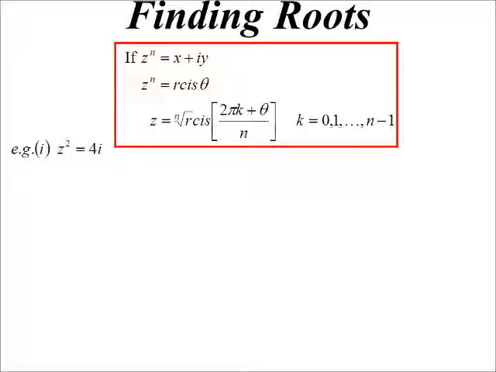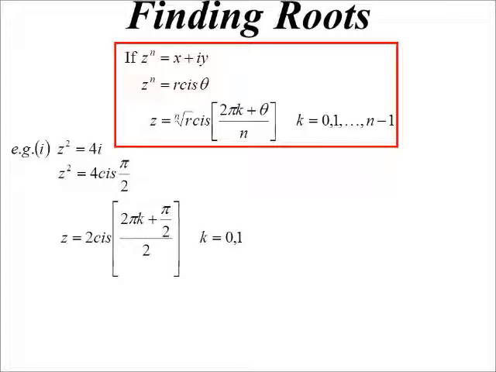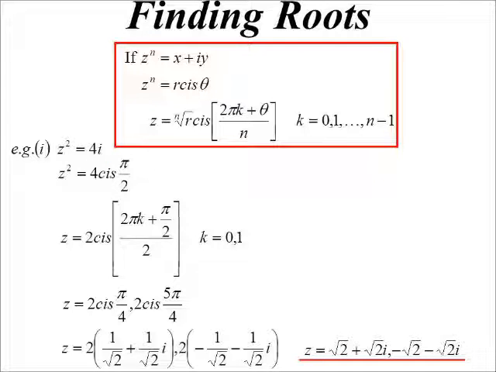Let's find the square root of 4i. We've already seen a couple of methods. Let's use this method for finding the square root. So z squared is 4 cis pi on 2. So my answer will be 2 cis of (2 pi k plus pi on 2) over 2. I only need 2 solutions, so I'll sub in 0 and 1. Sub in 0, I get 2 cis pi on 4. Sub in 1, I get 2 cis 5 pi on 4. And if we want to actually calculate out the Cartesian, we end up with root 2 plus root 2 i and minus root 2 minus root 2 i.